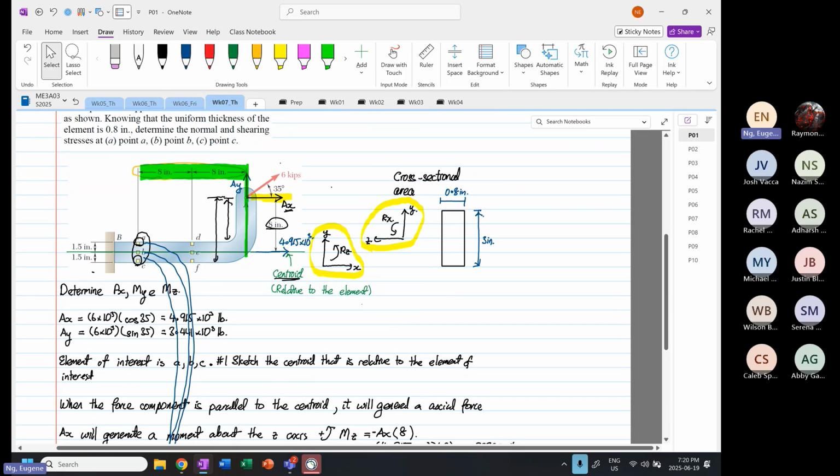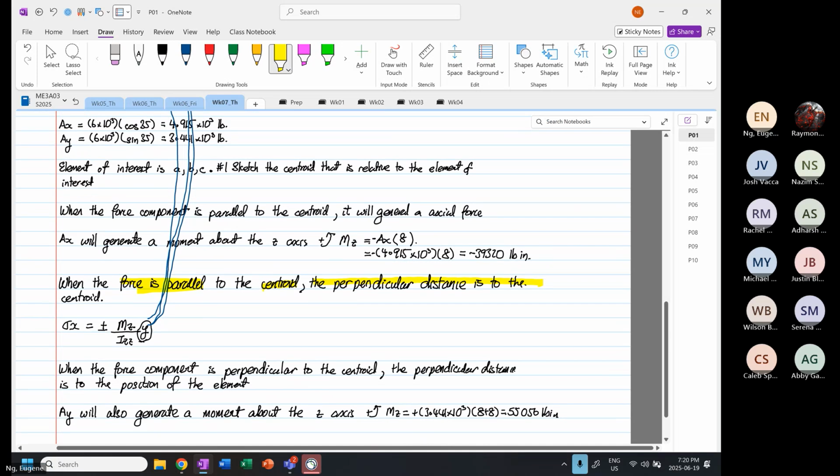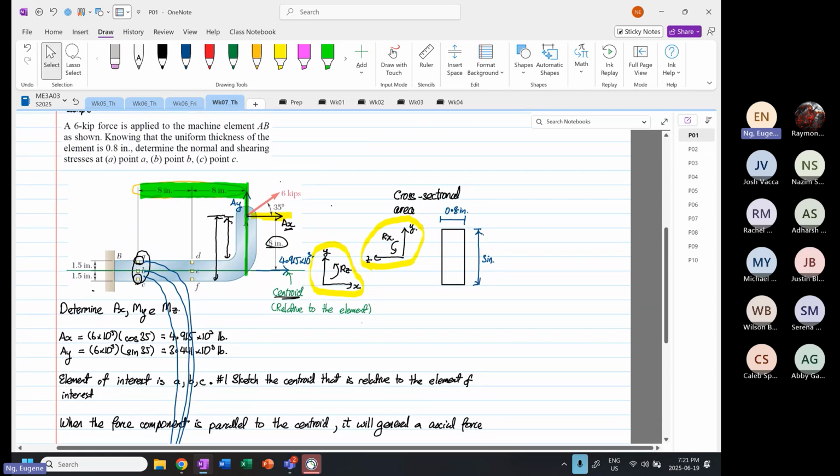Okay, so the important thing is this. When the force component is perpendicular, the perpendicular distance is to the position of the what? Of the element. Okay, so like the one in green, right? AY is perpendicular to the centroid of interest, and then the perpendicular distance is to the element, which is 8 plus 8. And then when we have AX, now AX is parallel to the what? Parallel to the centroid, right? So the perpendicular distance is to the centroid.